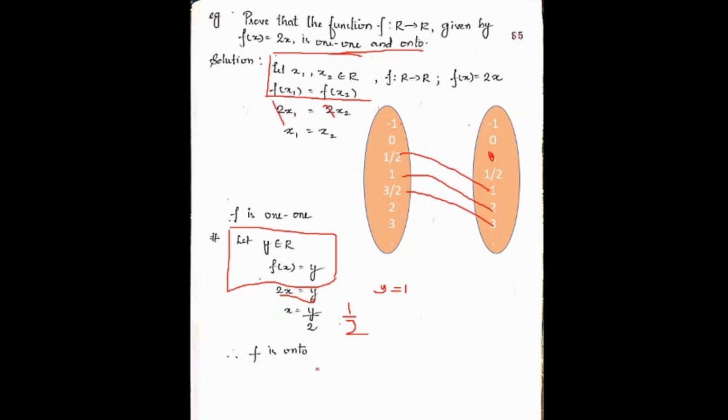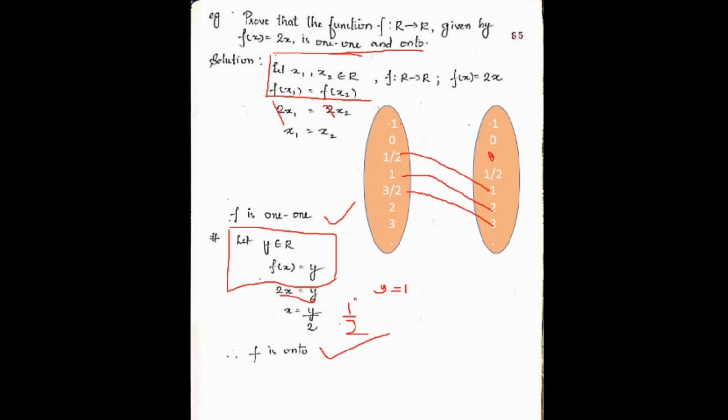Did I explain about bijective? If your f is one-one as well as onto, you can say that function f is bijective. A function f from X to Y is said to be bijective if it is both one-one and onto. Is it clear? So from the previous example we have understood how it is bijective. If that function f is one-one as well as onto, then hence f is bijective.